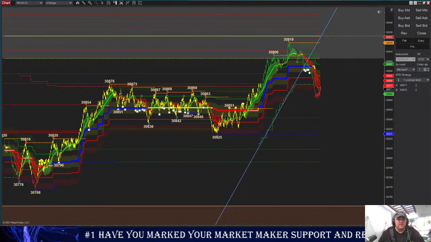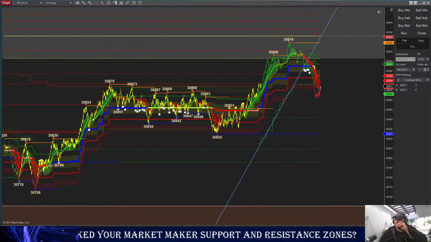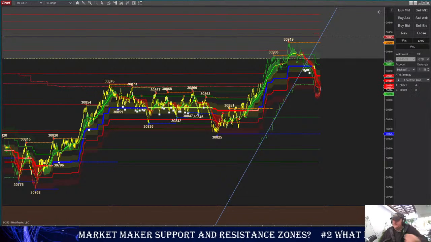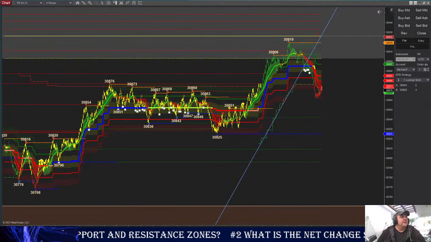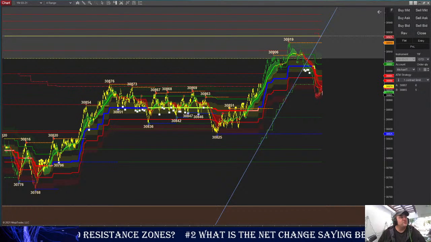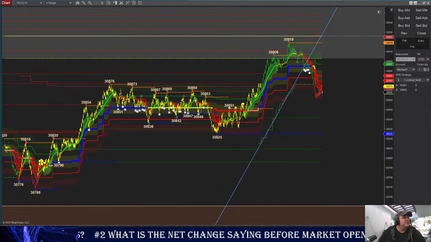Which chart? I've got to make sure which chart I'm on so you guys can see exactly what I'm looking at. Okay. And then I'm going to look at the other chart. I know I can't show two charts at once right now, guys. She's starting to break down.